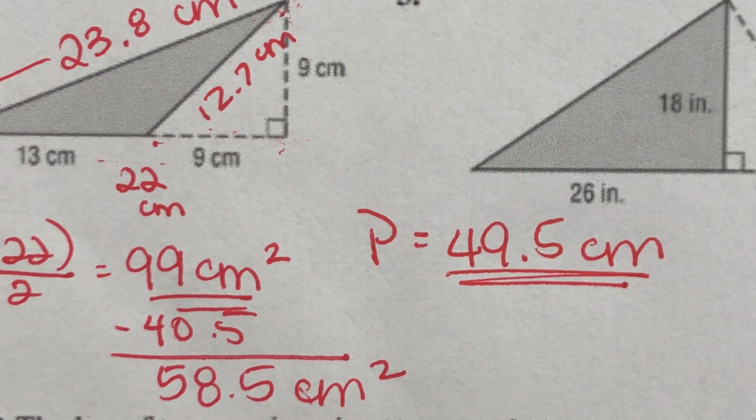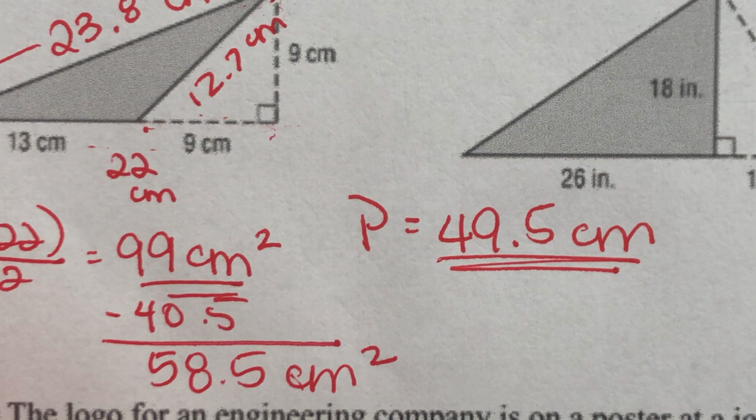I'll double check myself. I got 38.5. 23.8 plus 12.7 plus 13, 49.5. Okay, I don't know what I left off.